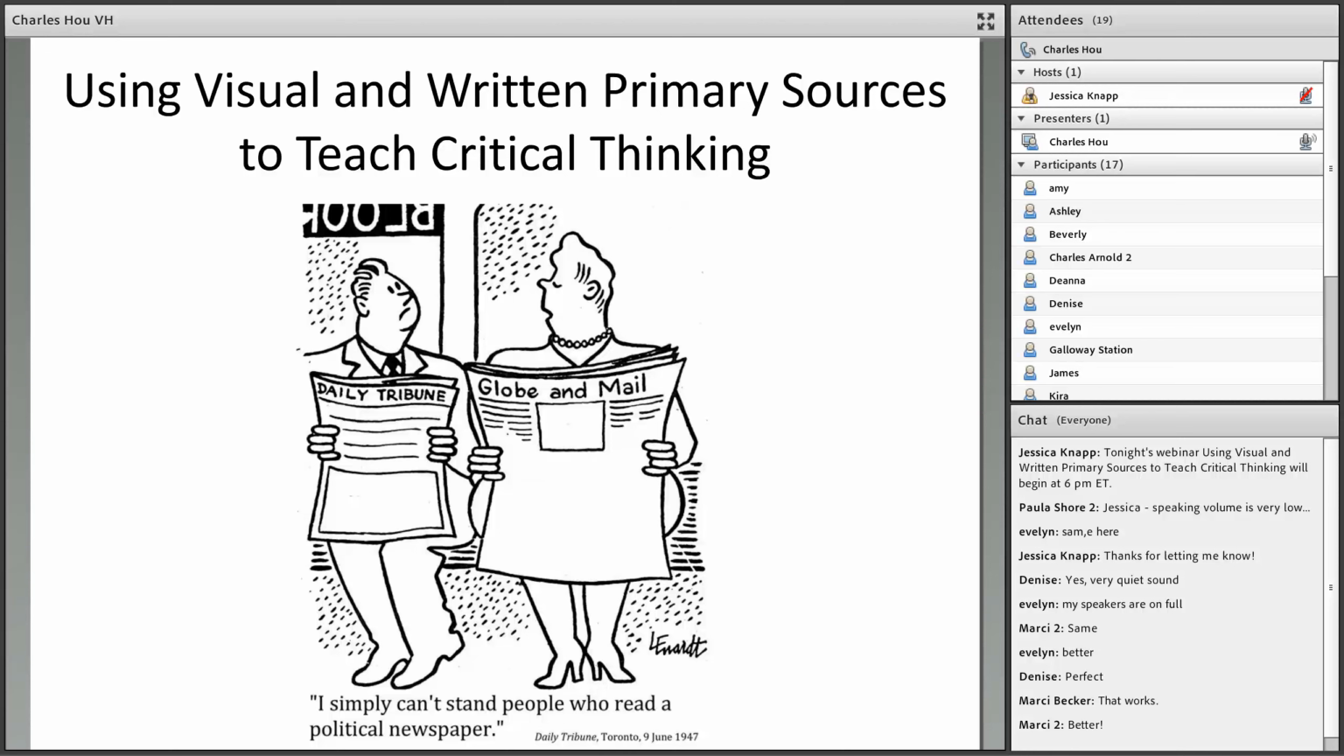Hi everyone. I hope you can all hear me and I'm not too loud. I've given a lot of workshops, but I've never talked to a computer before, so this should be interesting. First cartoon, I guess, shows you need to have critical thinking to survive in our society, or you should have it.